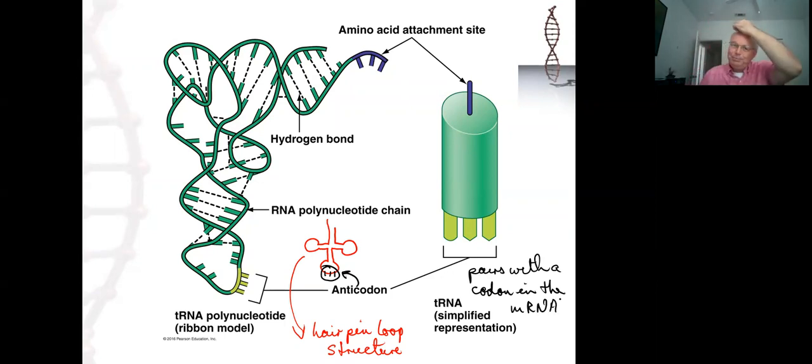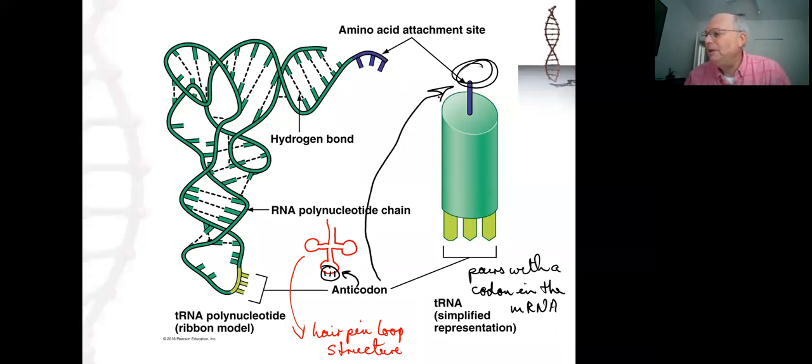So how does this speak amino acids? Well, the pairing of the anticodon with the codon is the key, because whatever codon the anticodon pairs with determines what amino acid is going to be attached up here at the amino acid attachment site. So the anticodon and the codon that it pairs with determines the amino acid.